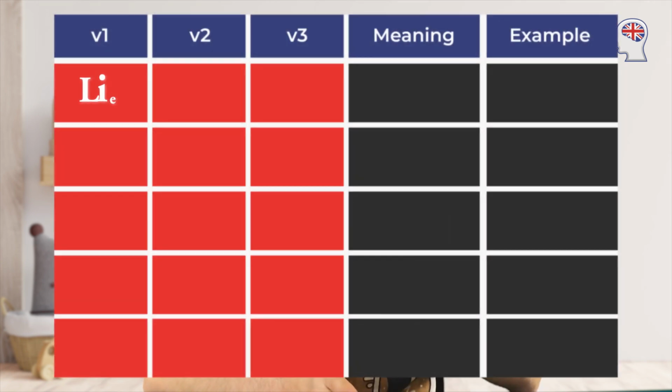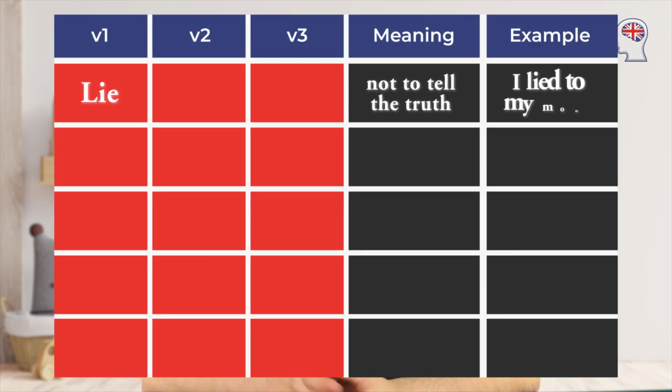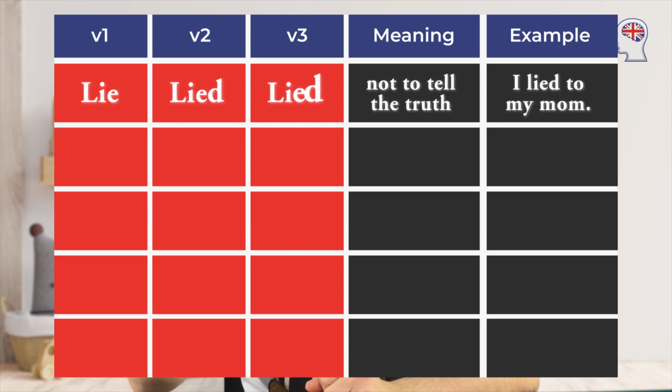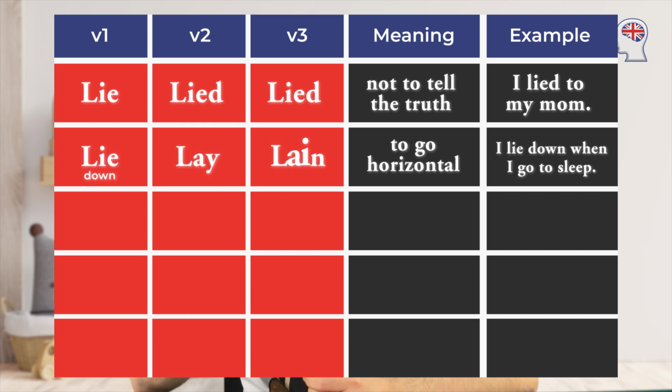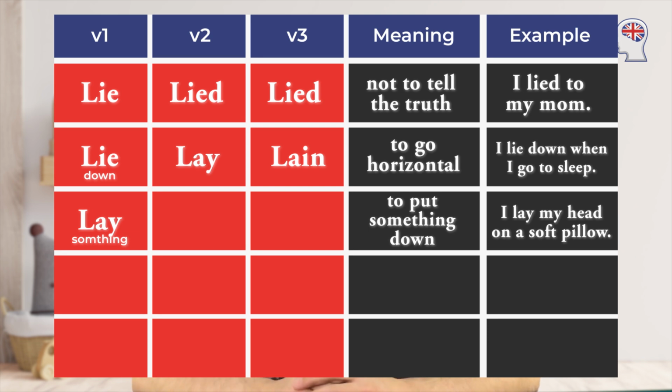Okay, final recap because I know it was confusing. Lie, if it means not tell the truth, it's lie, lied, lied. If the meaning is to go horizontal, the past simple and past participle are lie, lay, lain. The verb lay means to put something down, and V2 and V3 here are laid.